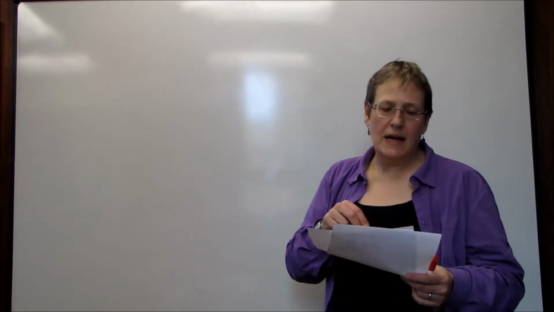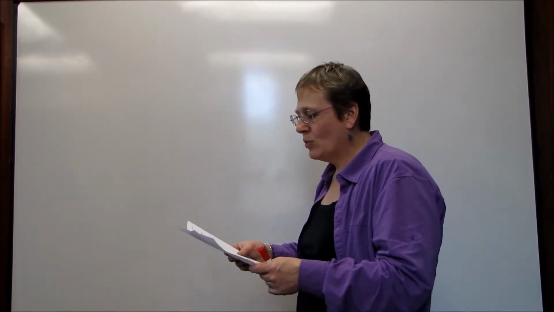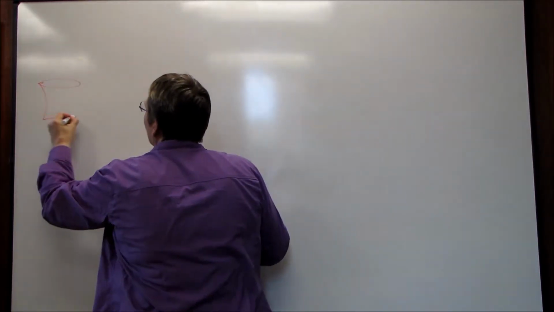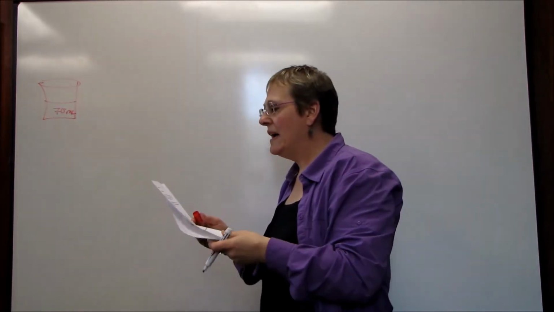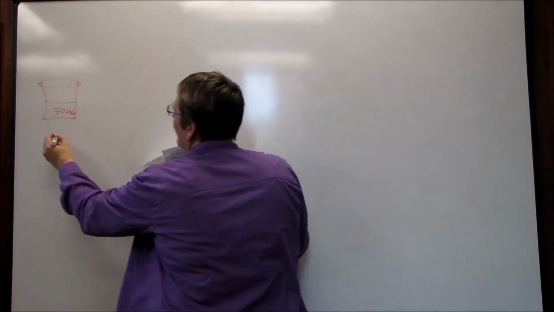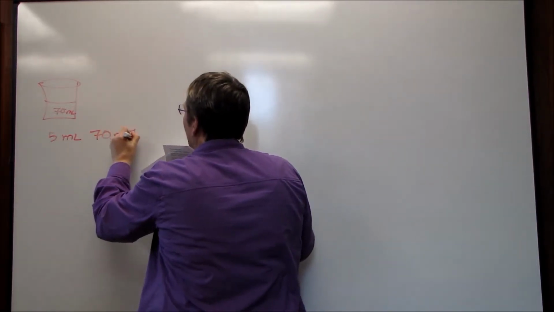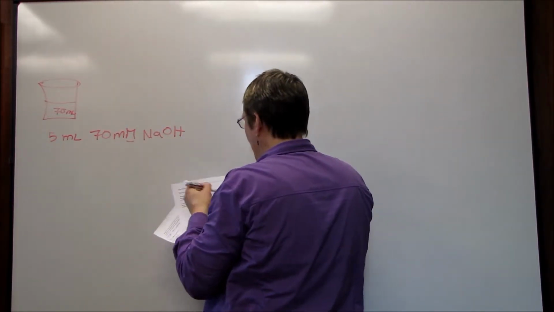Okay, team challenge number 5 is the third in a series. It started with team challenge number 3 when you made a buffer, and team challenge number 4 where you did one buffering capacity type question. This is the other buffering capacity type question. In this one, you took 70 mils of your buffer and you put it in a beaker, okay? And you're going to add 5 mils of 70 millimolar NaOH to it. Okay, that's the question. What's the pH at the end?